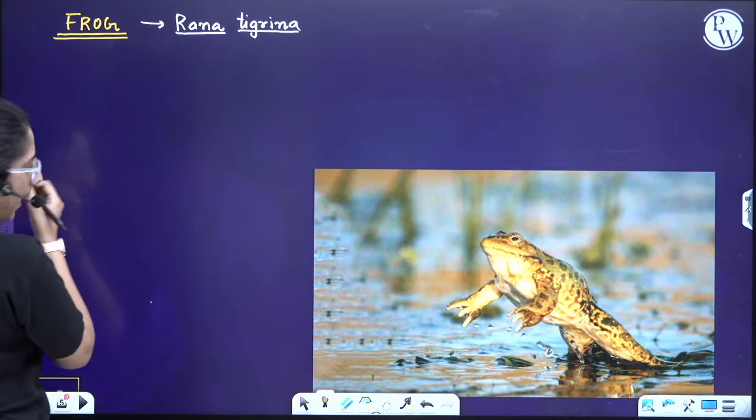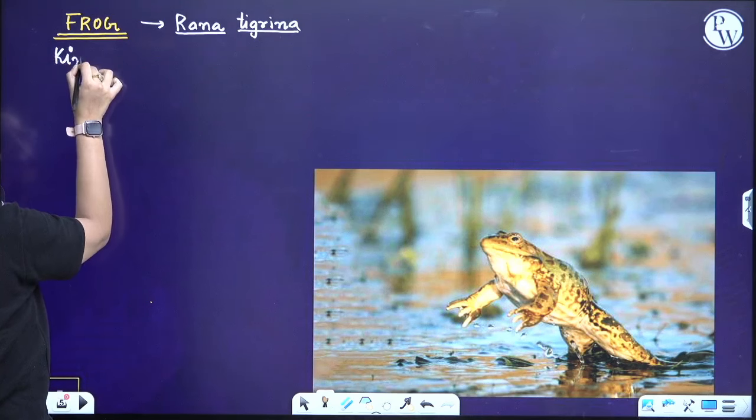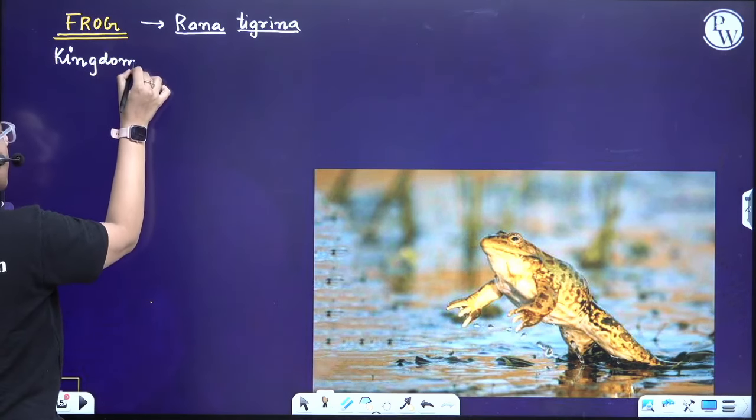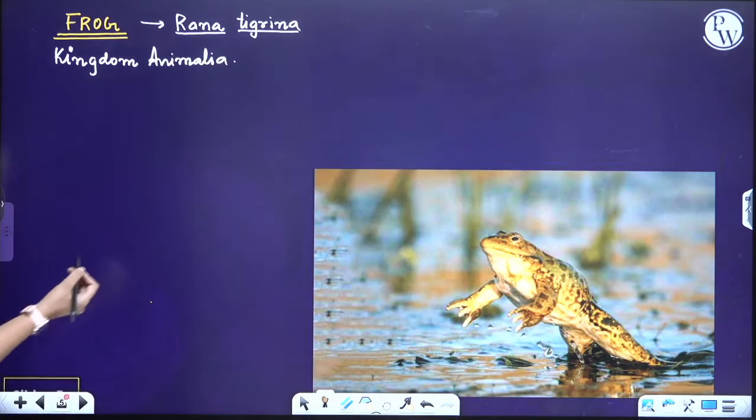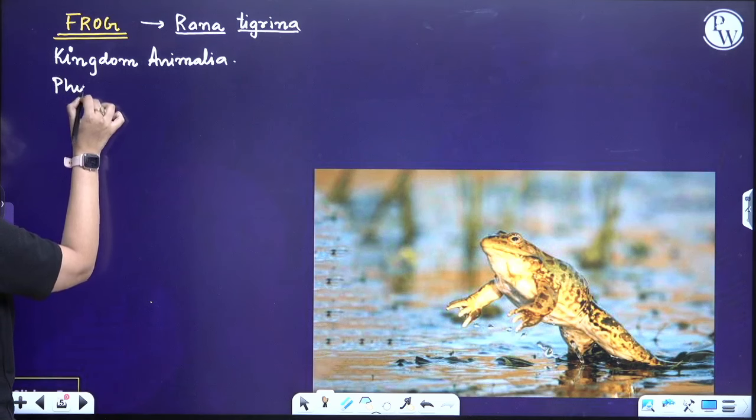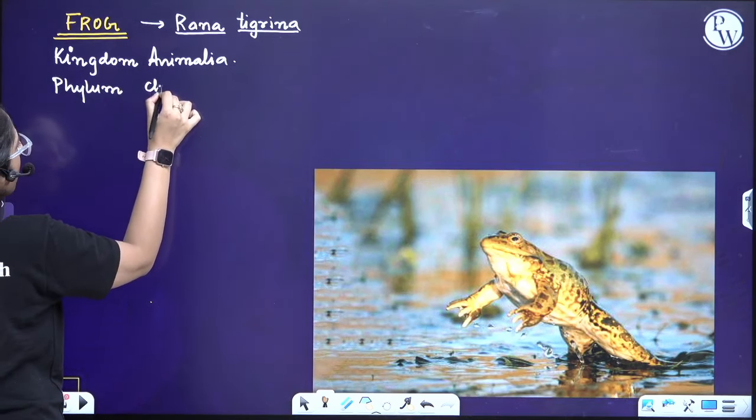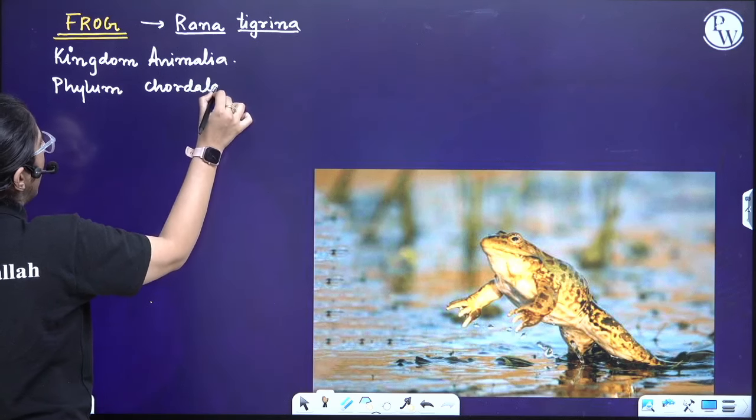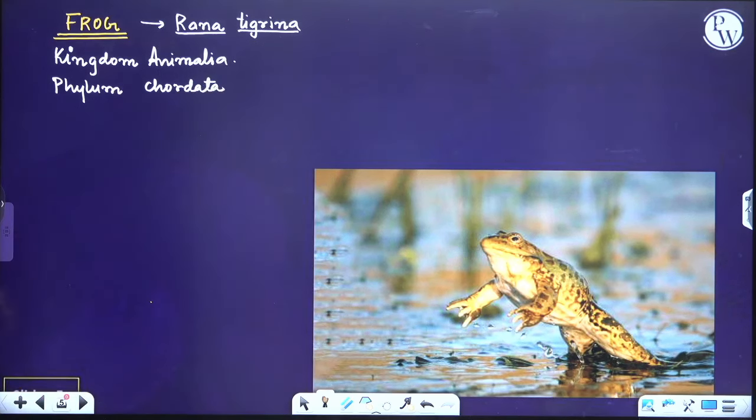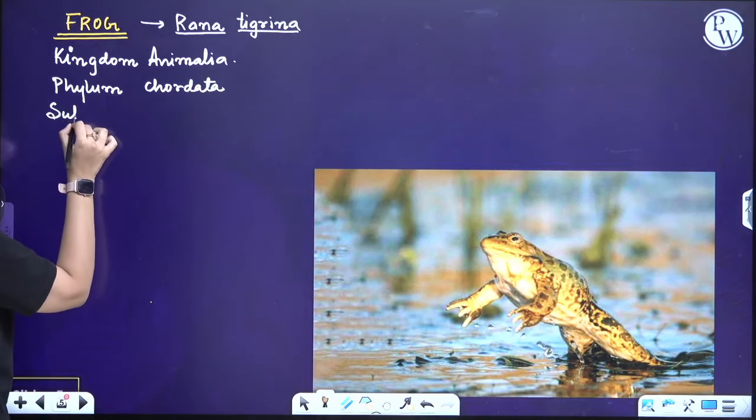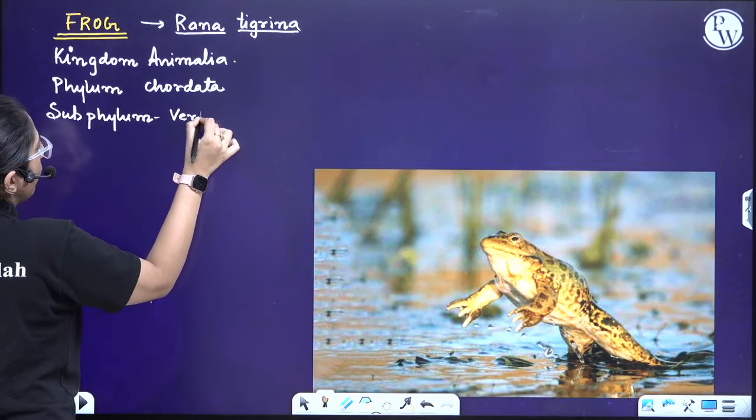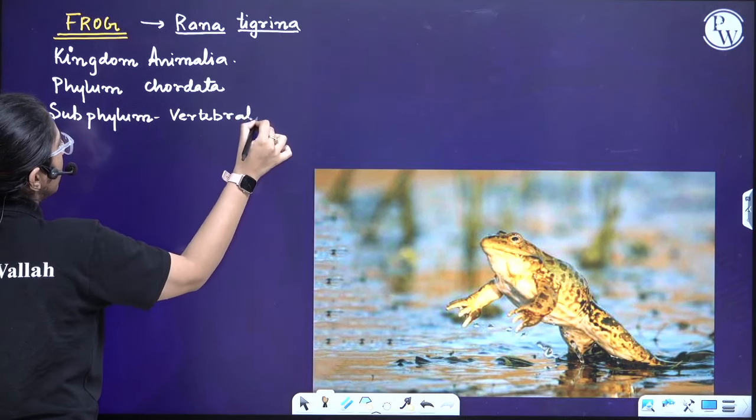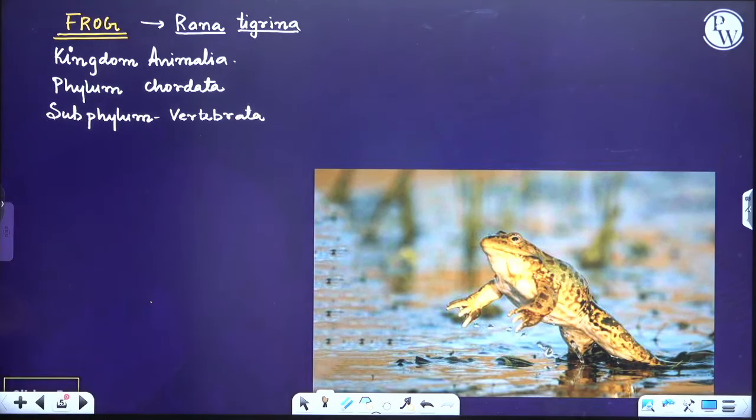The first thing is the kingdom Animalia. It belongs to the kingdom Animalia. Phylum, you know what will be the phylum? Phylum Chordata. So these are chordates, not non-chordates. Let's talk about the subphylum. Like I told you, the subphylum is Vertebrata, so they have a proper, well-developed vertebral column.